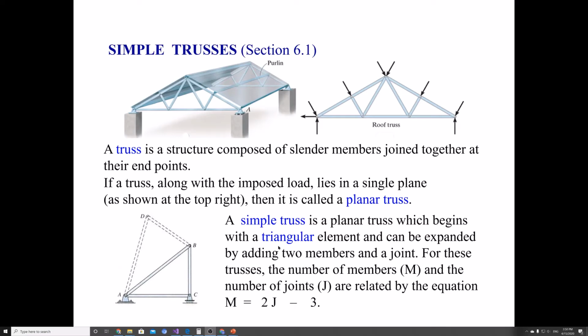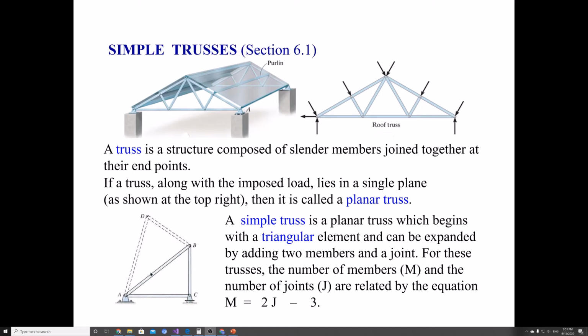And the last point to make is that for a simple truss like this, you just add two members at a joint. And for these trusses, the number of members and joints are related by this equation: twice the number of joints minus 3 gives you the number of members.